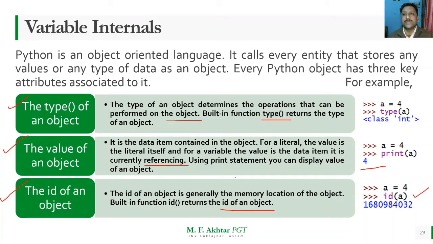ID means the memory address. Each and every variable has three things associated with it: first is the data type, second is the value itself, and third is the ID, the memory address. All three things in Python we can display. We can see the type using the type function, the value can be displayed using the print function, and the ID or memory address can be displayed using the id function.